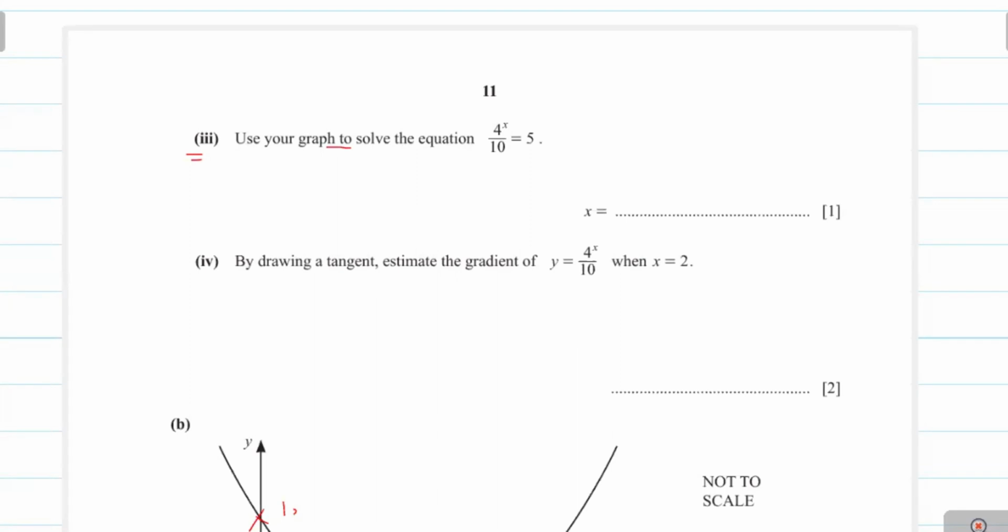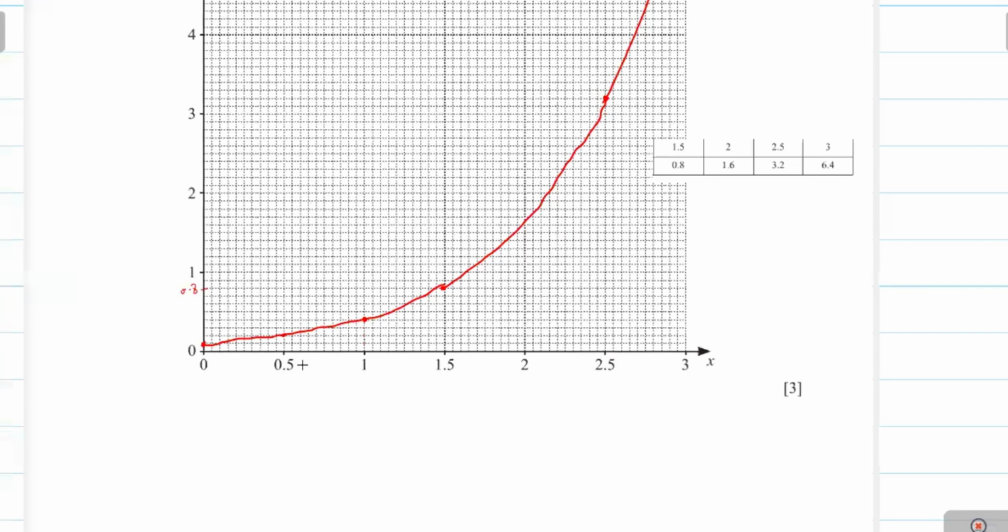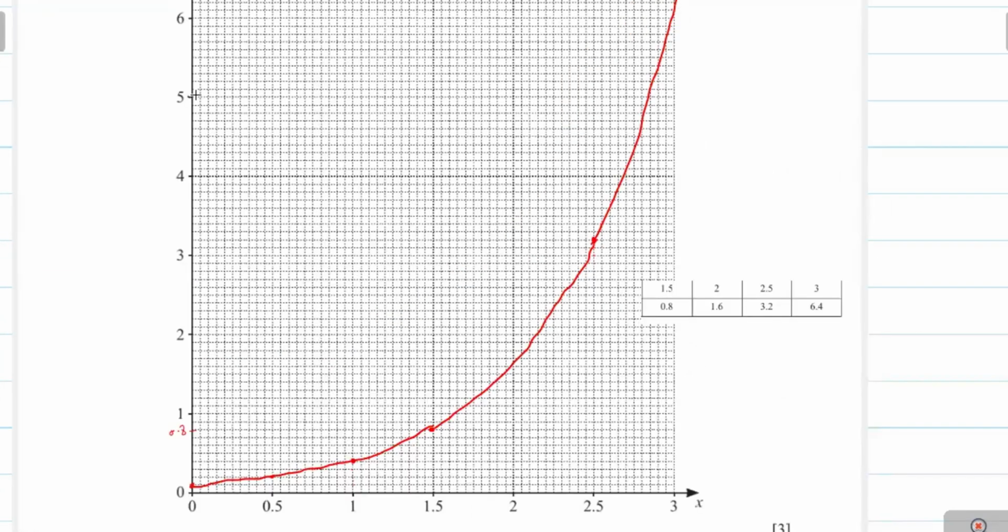Part third, use your graph to solve the equation 4 power x over 10 equal to 5. See here, this is 4 power x over 10 is y, therefore y equal to 5. And we draw the line y equal to 5 here. This is the line y equal to 5.